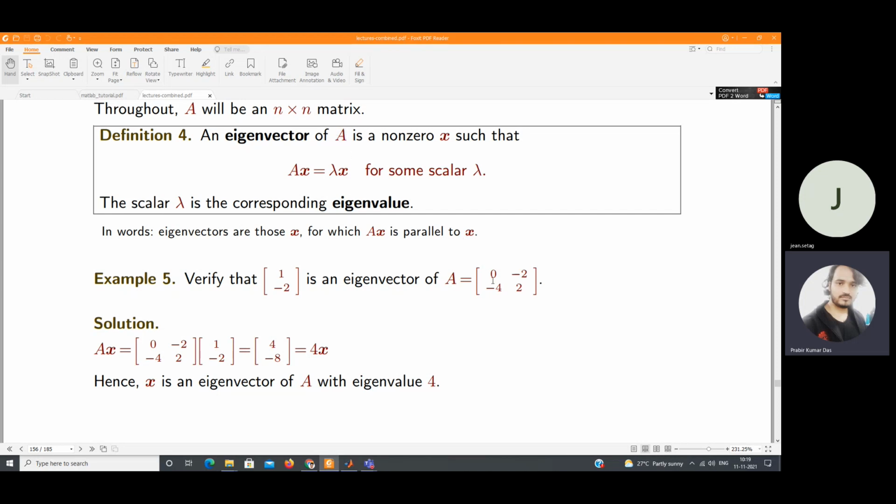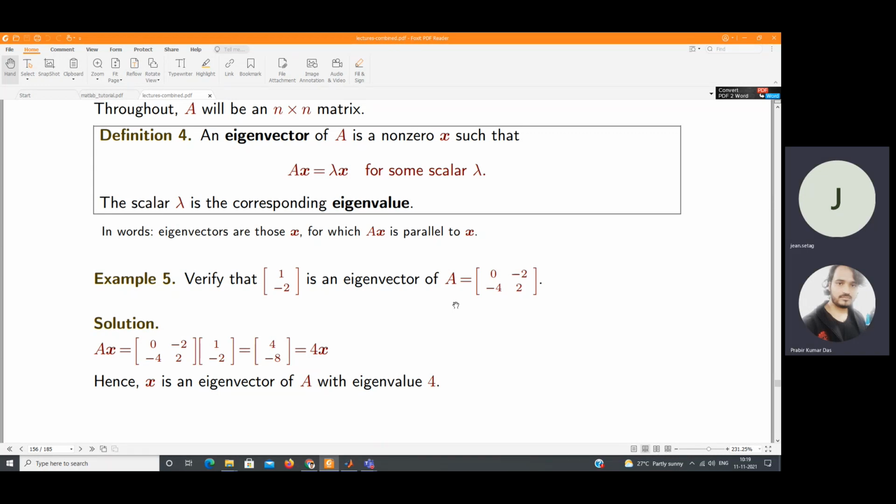Suppose this is a 2 by 2 matrix. What is the order of A? It is 2, so A has 2 eigenvalues, and one of them is 4. Now how can we calculate the eigenvalues? Can you please calculate the eigenvalues of A using the formula A minus lambda into I, and tell me what they are?